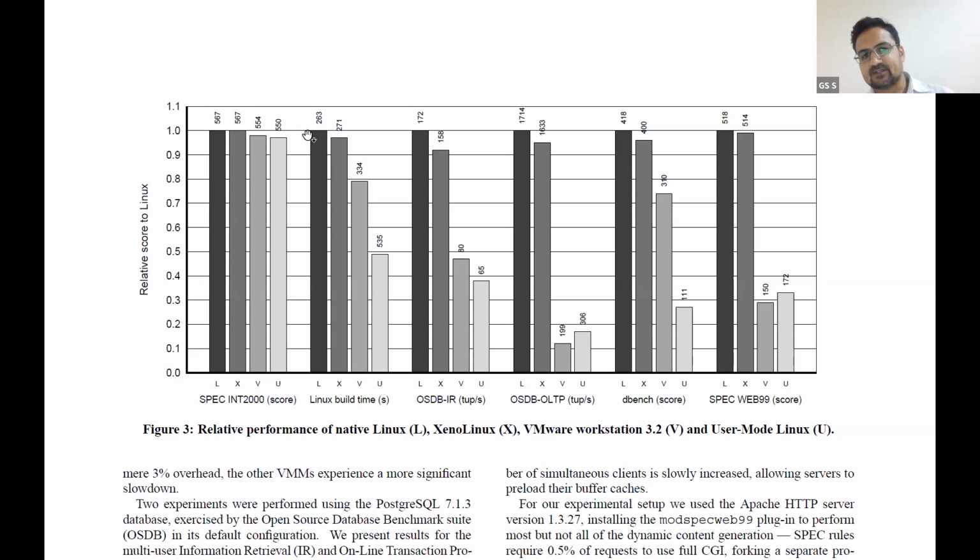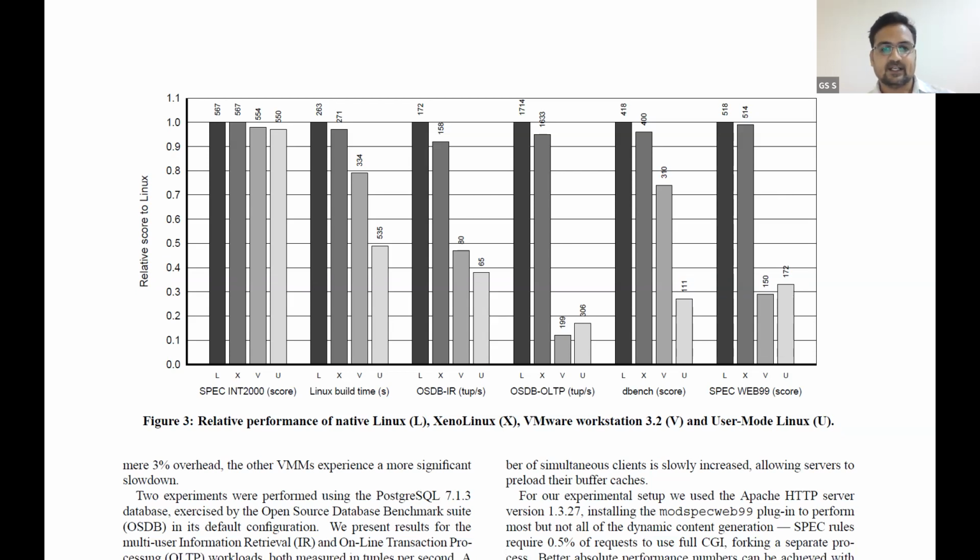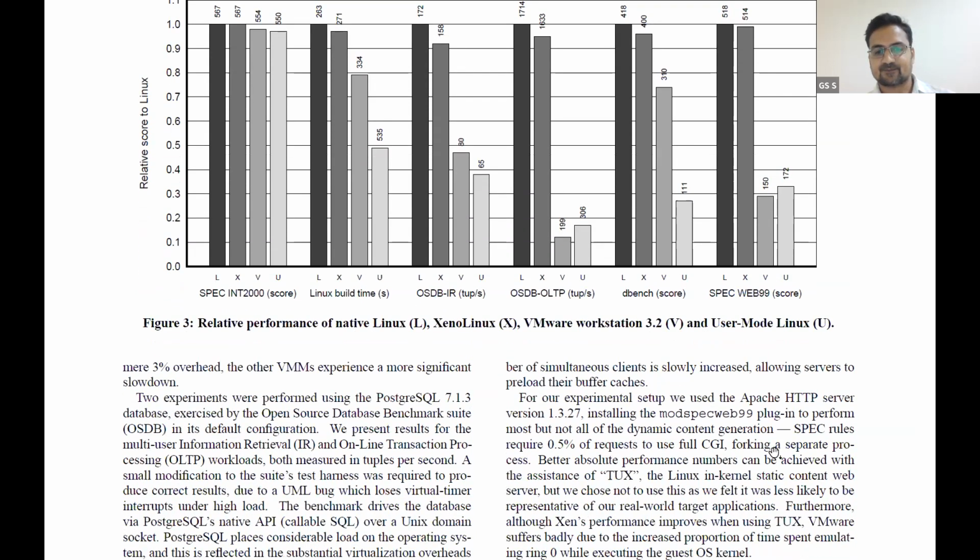567, 567, 263, 271, 172, 158. This is how they are comparing and saying that we are around similar, and the market leaders like VMware are showing very poor score. This also they said, right? Because it is SOSP, this has to be reproducible research, and they are faring well as compared to these tools, right?